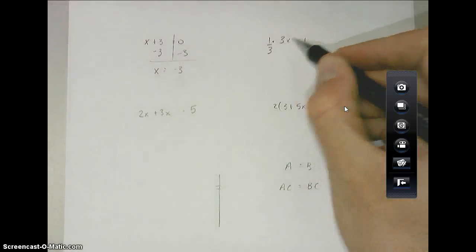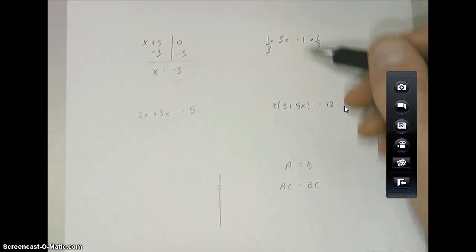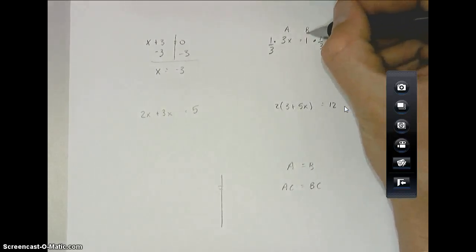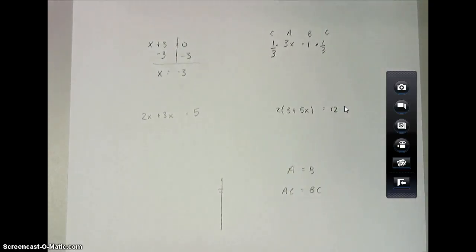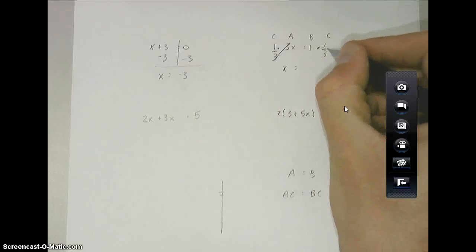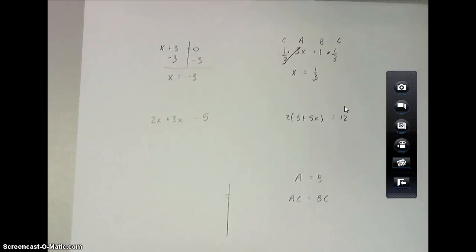So I multiply by 1/3, but if I do it to that side, I have to do it to this side as well. So if we were to line these up, this would have been our A, this would have been our B, and then the 1/3 is the C. So since I'm multiplying the same thing to both sides, the equality stays equal. So now this becomes x, this becomes 1/3, and so now I've solved it. I've isolated the x on one side, and that x equals 1/3. Life is good.